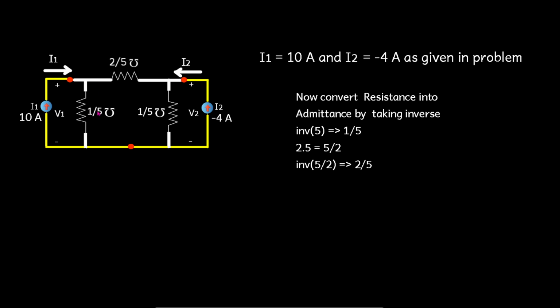So this 1 by 5 is the inverse of the 5 resistance, right? 5 is the 5 ohm resistance. It is the resistance value. So if you put 1 by 5, that becomes mho, and it is the admittance value. Similarly, already we have this 2.5 ohm resistance. 2.5 can be written as 5 by 2, isn't it? So it is the resistor value. So to get the inverse, we get it as 2 by 5 mho. Here also we have 5 ohm resistance earlier. Now it is converted as 1 by 5 mho value.